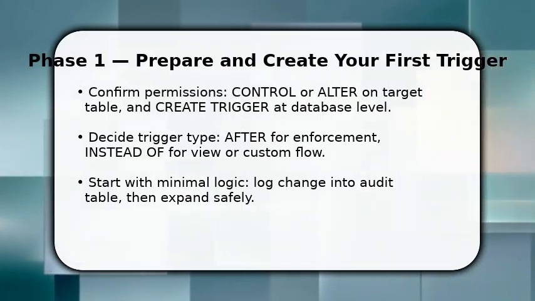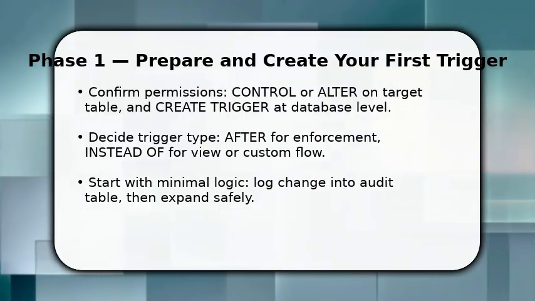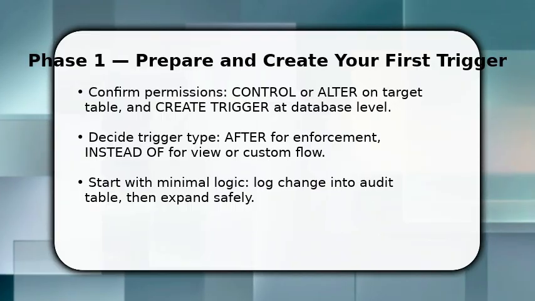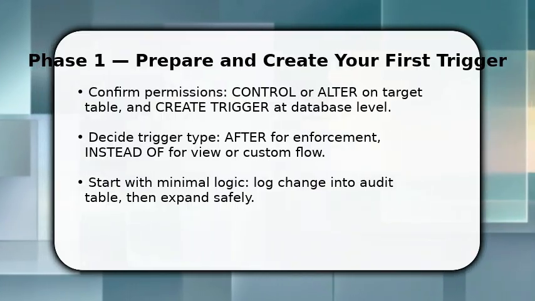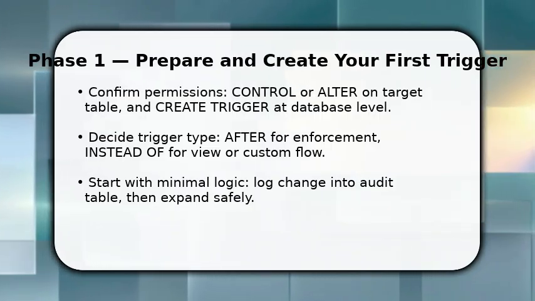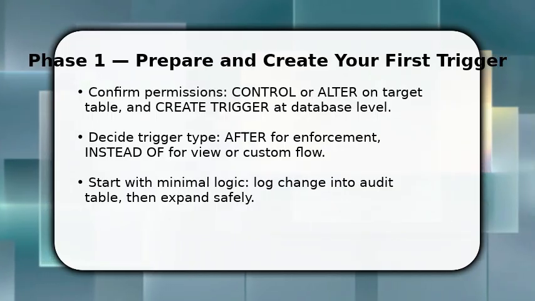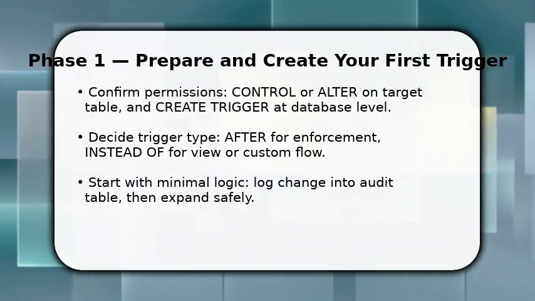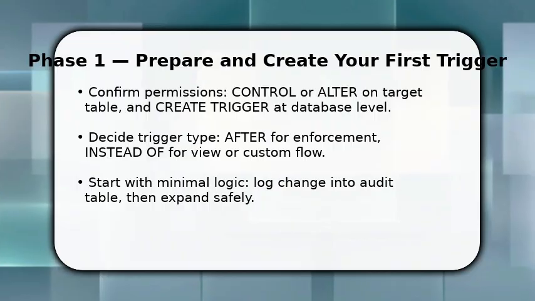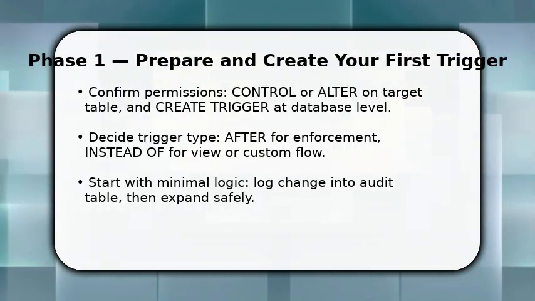You begin by ensuring you have the necessary permissions and a clear intent. Make sure your account has ALTER or CONTROL on the table and CREATE TRIGGER rights. Next, pick the trigger type: AFTER to enforce rules after the action, INSTEAD OF to substitute behavior on views or complex operations. Once chosen, write a minimal trigger that inserts a single row into an audit table so you validate execution. Run it, check the audit row, and then iterate to add real business logic.